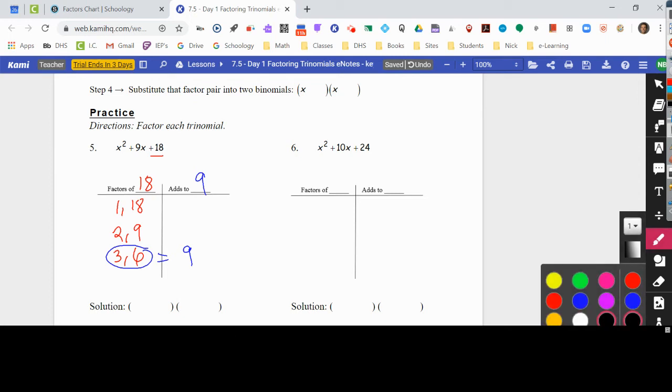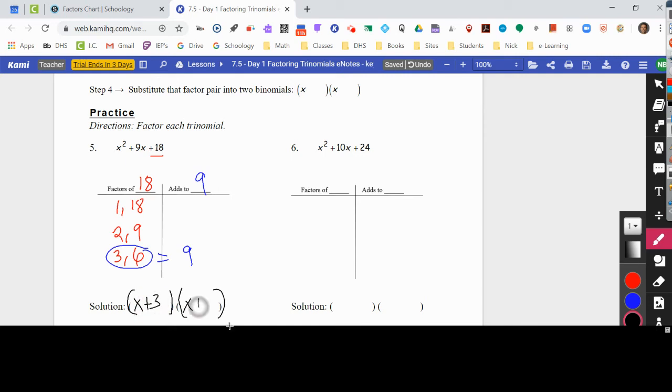So now I'm ready to do my solution. Again, it's going to be 2 sets of parentheses, 2 binomials, and it's always going to be x and x. So now it's going to be x plus 3 times x plus 6, because 3 plus 6 gives me that 9, and 3 times 6 gives me that 18. So that is my factored solution.